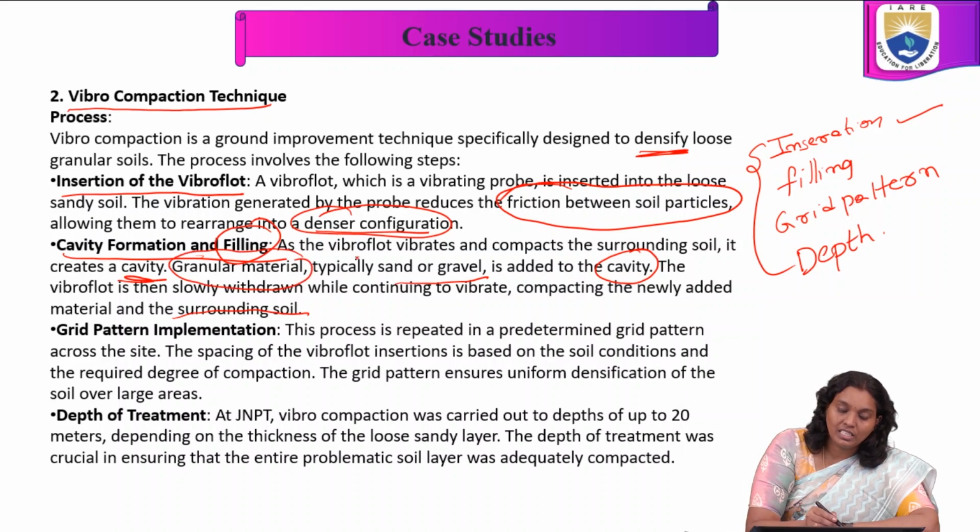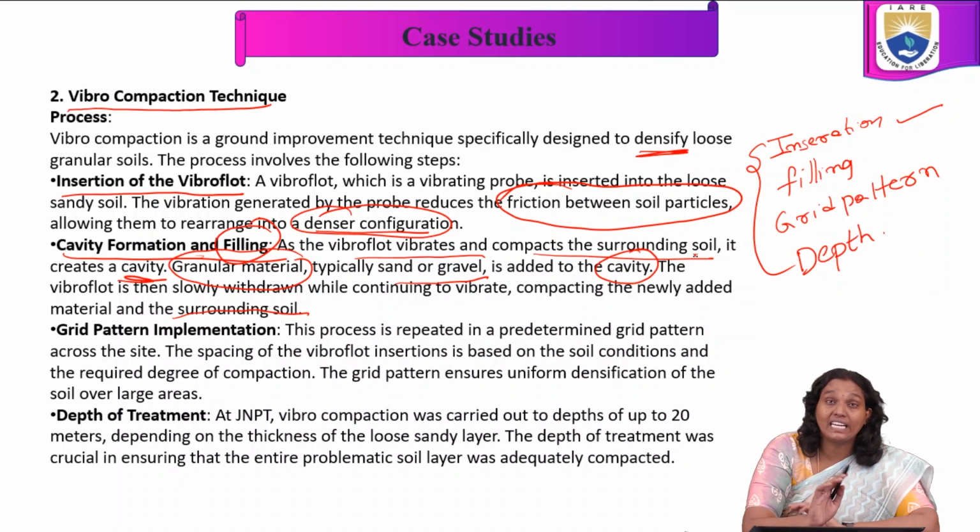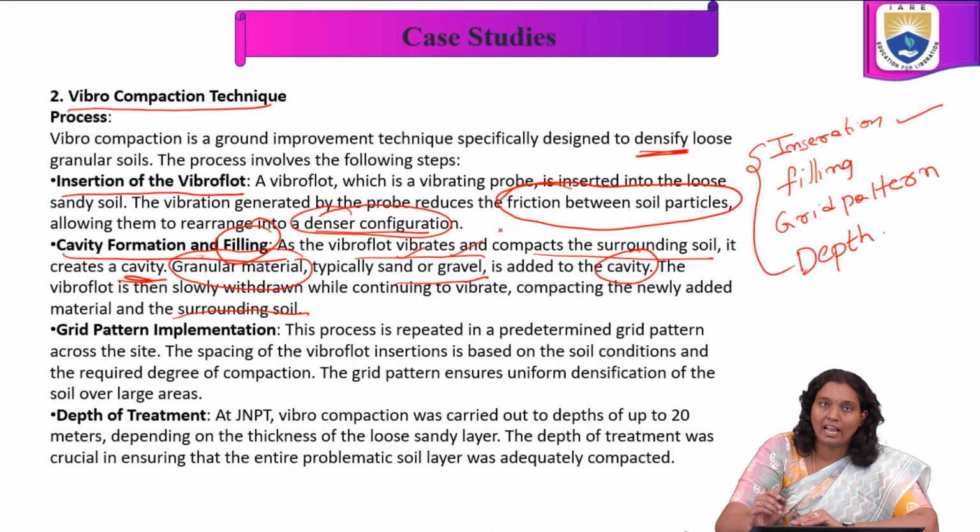Because the vibro float vibrates and compacts the surrounding soil, it creates a cavity. Granular material, whether sand or gravel, is added to that cavity, and the vibro float is then slowly withdrawn while continuing to vibrate, compacting the newly added material and the surrounding soil.